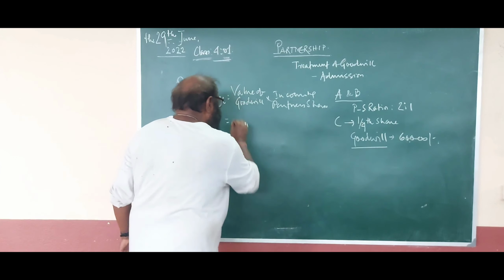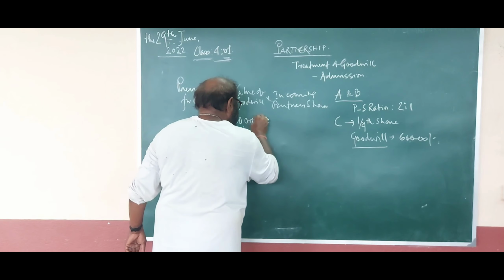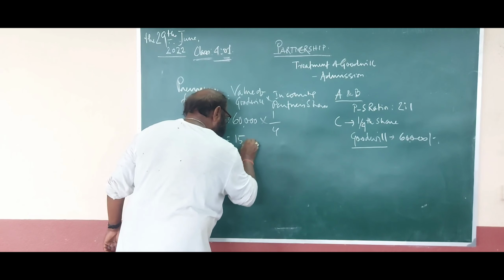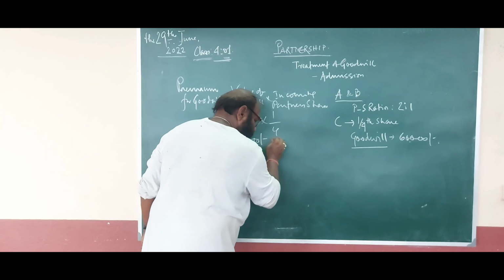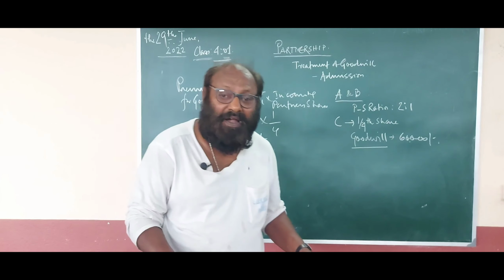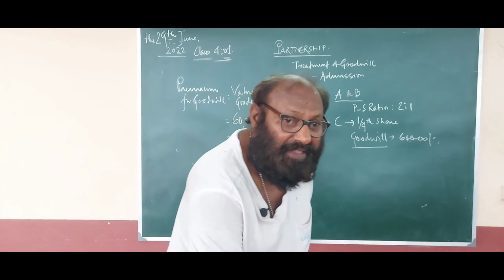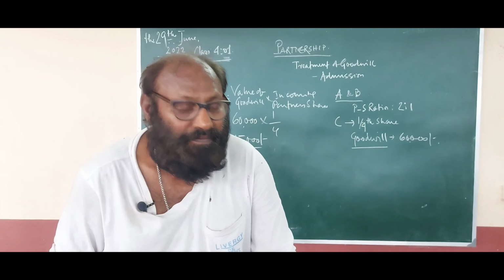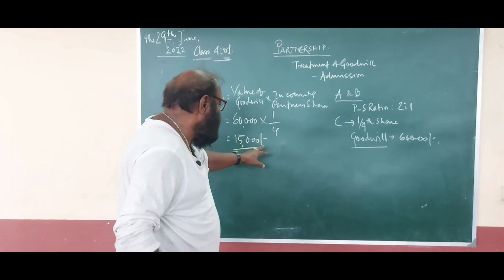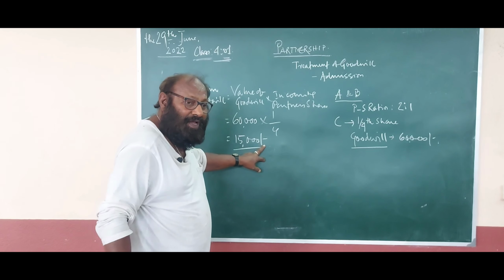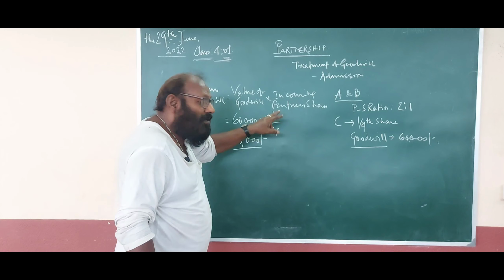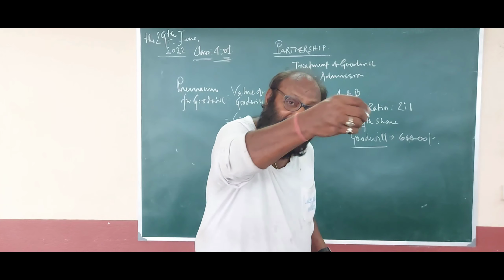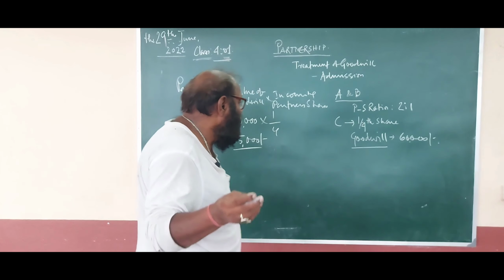Now, what is the value of goodwill? The value of goodwill is 60,000. And the incoming partner's share is how much? 1/4. So 15,000 is the premium for goodwill. Clear? Now the incoming partner is expected to pay that 15,000 as premium for goodwill to the existing partner. No, sorry friend, it should be to the sacrificing partner. I have discussed that in detail.